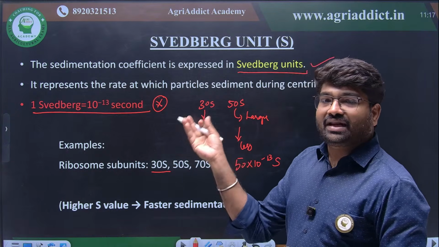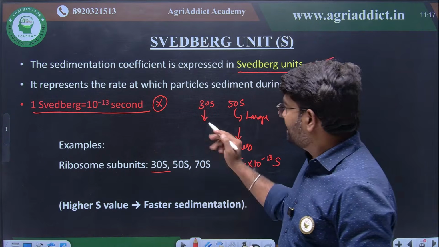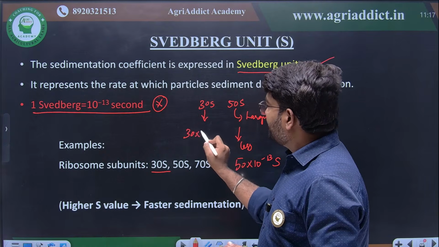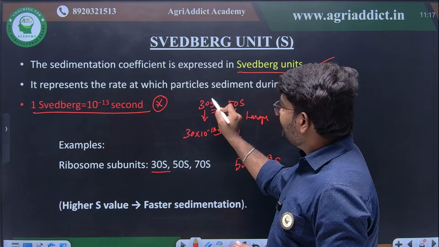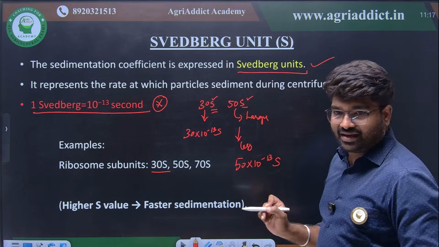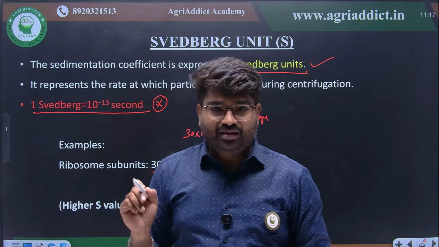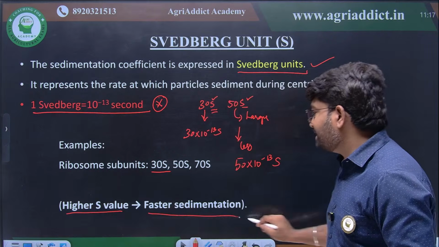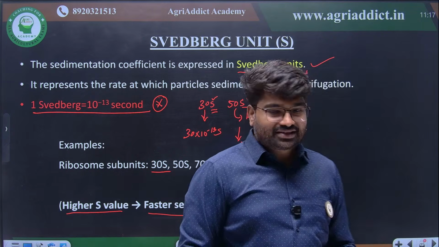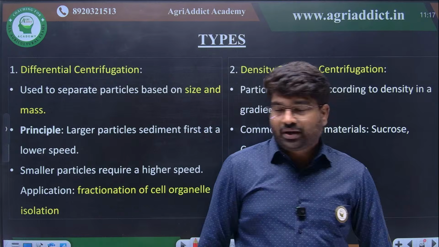30S will require some more time for sedimentation. It requires 30 into 10 to the power minus 13 second. That's why we say 30S, 50S. Clear? This is another important point: a higher S value means it will sediment faster. This is another important point you have to remember.